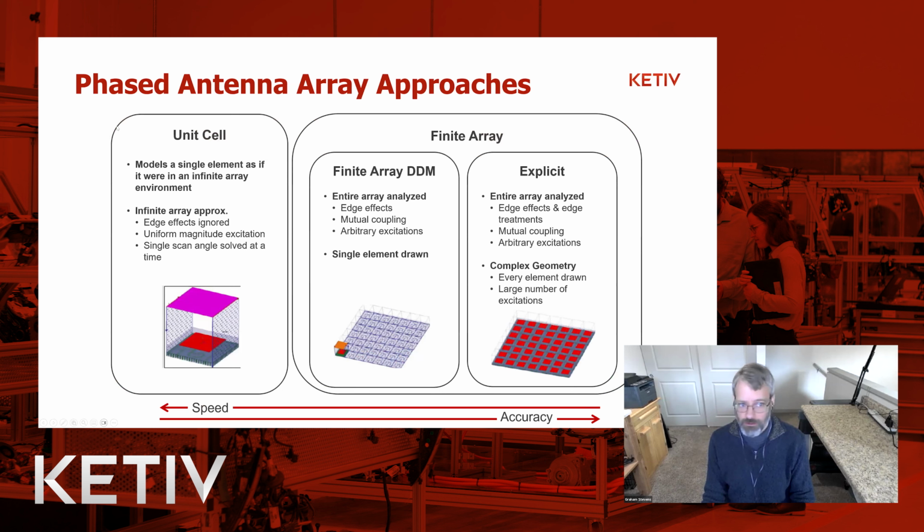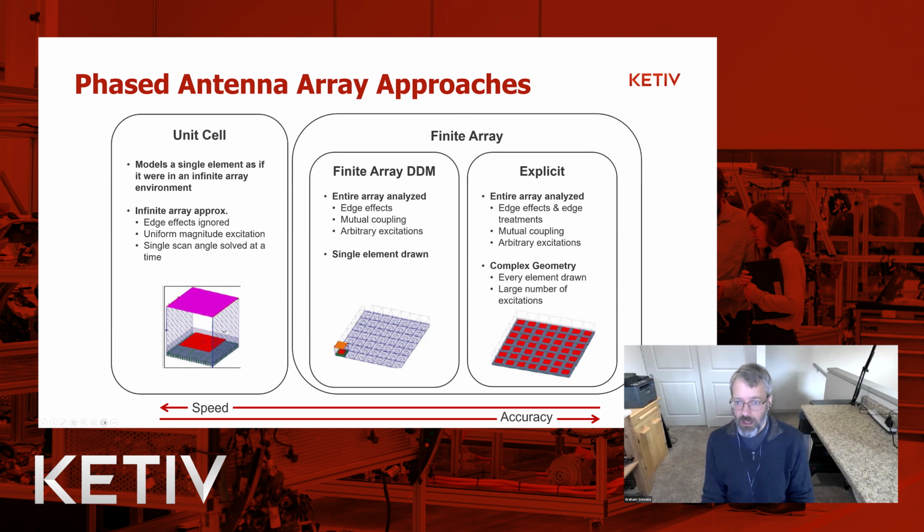Generally, we start with the unit cell approach, where we just model the unit cell for the phased antenna array, and we assume that that's an infinite array of that particular element. And when you do that infinite array, it's an approximation. The edge effects are ignored. You have a uniform magnitude excitation, and we can analyze that much more quickly, because it's less of a computational job. But the accuracy, of course, does ignore these edge effects and so forth. So that's an issue potentially. But for our initial design of our initial element, this unit cell analysis is very useful.